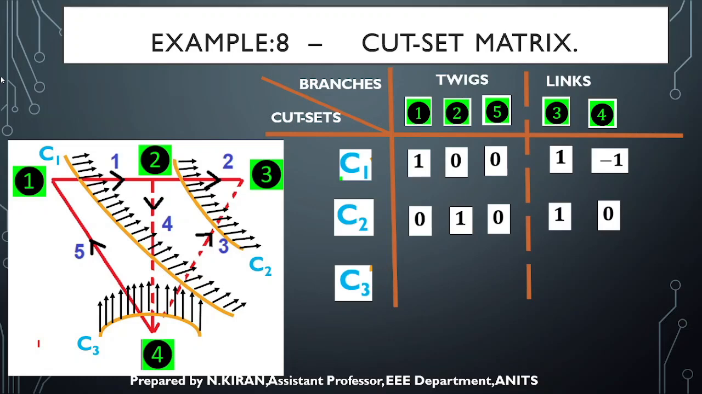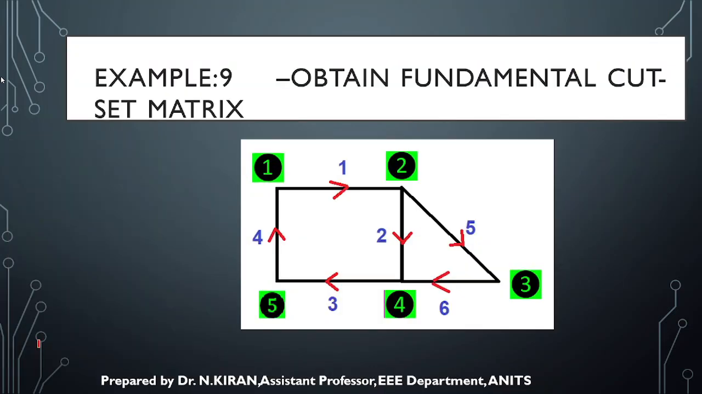Coming to cut set 3, C3. C3 is nowhere related to twig 1, so it is 0. C3 is nowhere related to twig 2, so again it is 0. C3 is in the same direction as twig 5, so it is +1. The third link is also in the same direction as C3, so it is +1. The fourth link is in the opposite direction of cut set C3, so it is -1. So this is how I can construct a cut set matrix for a given graph.